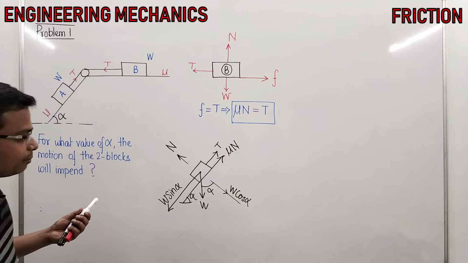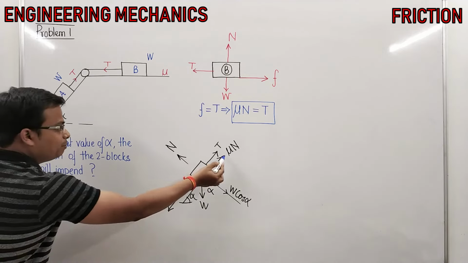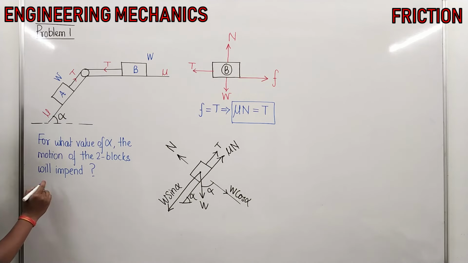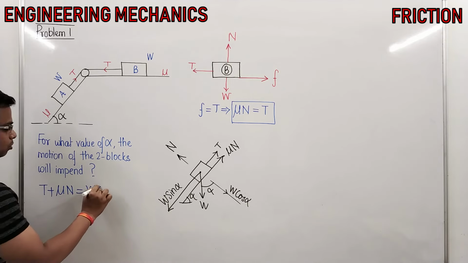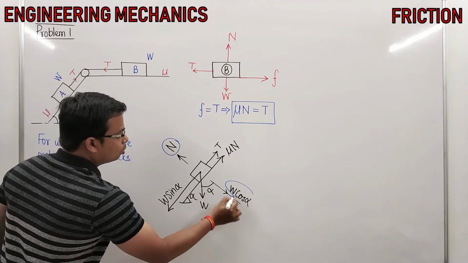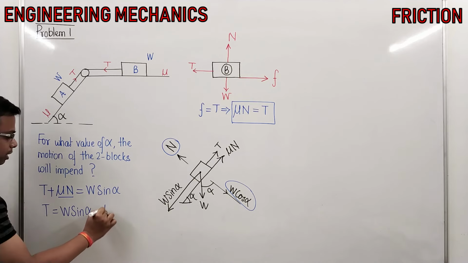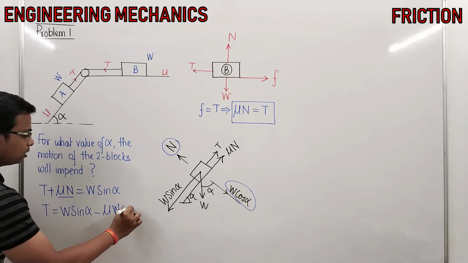So if I were to frame an equation, that can be done fairly easily. It's something like this: T plus mu N, watch this, very interesting, T plus mu N is going to be equal to W sin alpha. Very easy, isn't it? The other thing you can do is N actually is equal to W cos alpha. So instead of writing this N, you can replace it with W cos alpha. So you can write T is equal to W sin alpha minus mu N.